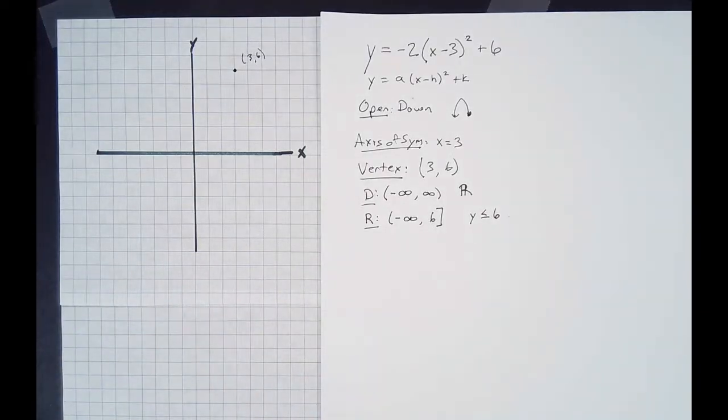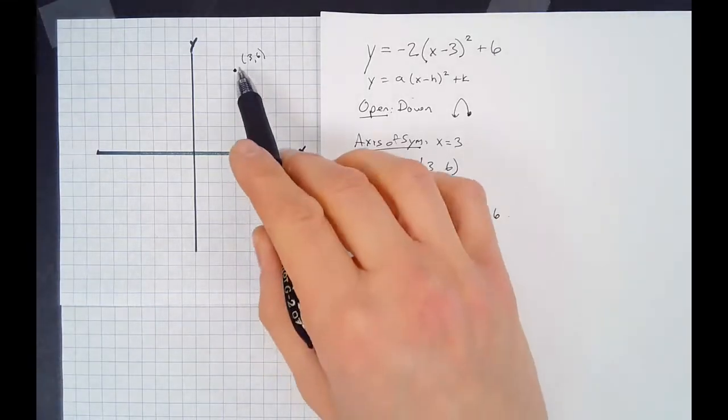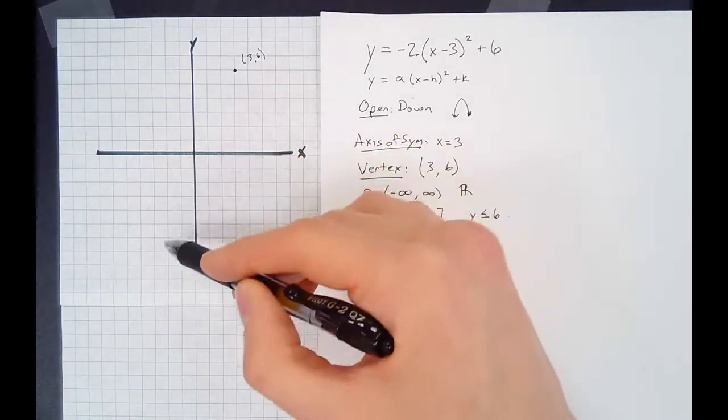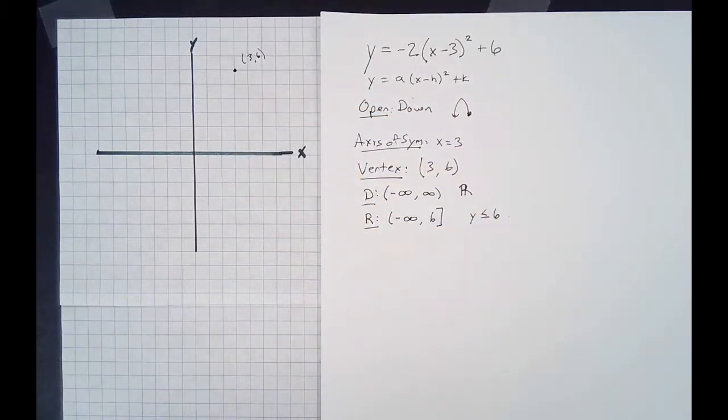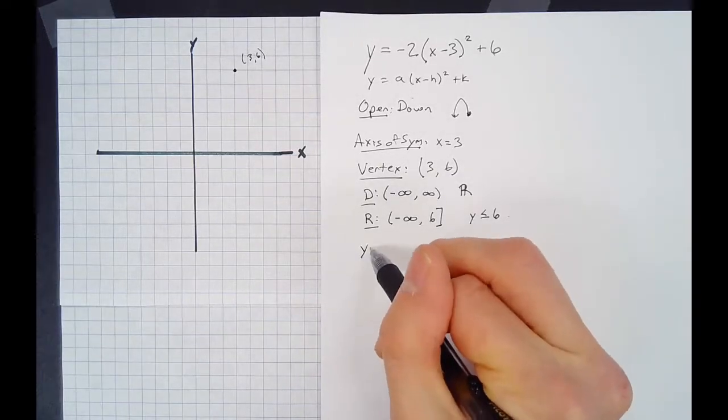So I have a really good idea about what this quadratic looks like before I go any further than this. I know that it's going to have a maximum value here at 3, 6, and I know it's going to curve and open downward. But let's get a couple more details in place here. I'd like to figure out what the y-intercept is next.